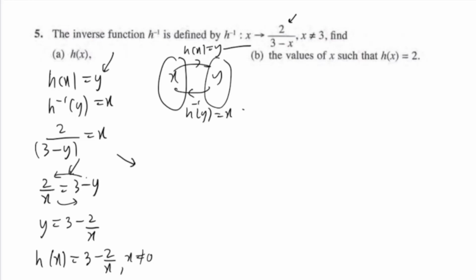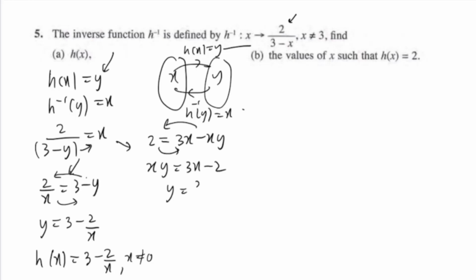But I know a lot of people don't like this switching method because they find it a bit more confusing. So you can use the second method, which is the answer from the textbook. We cross over and write 2 equals 3x minus xy. I'm multiplying the whole bracket, 3 minus y, times x. Bring the xy over, bring the 2 over. xy is now 3x minus 2. Your y is 3x minus 2 over x, and my y is h(x), which is 3x minus 2 over x. Again, we write x cannot be 0. Your denominator can't be 0.